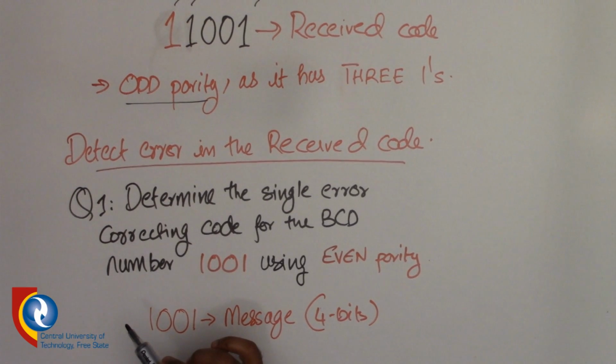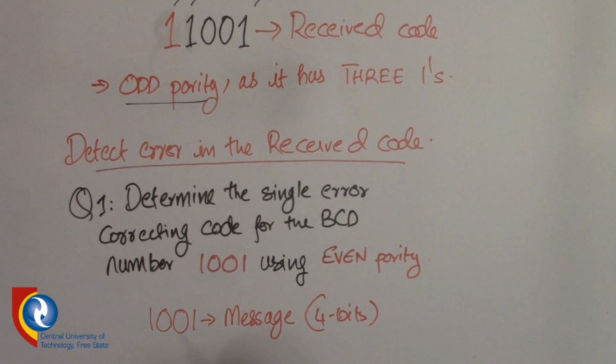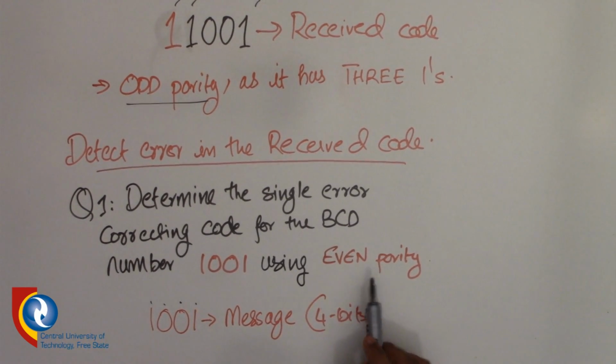Now we go on to see the first function of the Hamming code, which is to detect error in the received code. We will do this with the example of a problem. The question here is to determine the single error correcting code for the BCD number 1001 using even parity. There are two things that we need to take from this question. First, we have a message which is 1001 and there are 4 bits in this message: 1, 2, 3 and 4. And secondly, we need to use even parity when solving this problem.